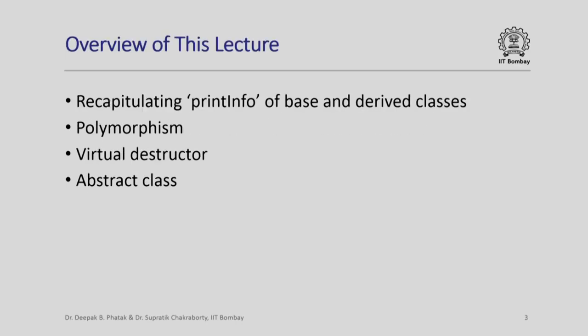In this lecture we are going to start by recapitulating one of the member functions that we have seen earlier in the example of the bank account classes that we have studied in the earlier lectures. This member function is the printinfo function. We will look at it again and we will use that to motivate polymorphism in C++ programming, and we will also study about virtual destructors and abstract classes which are particularly relevant when you are talking about polymorphism.